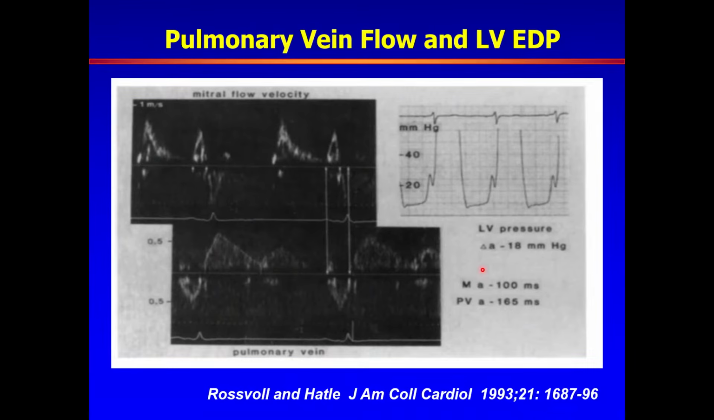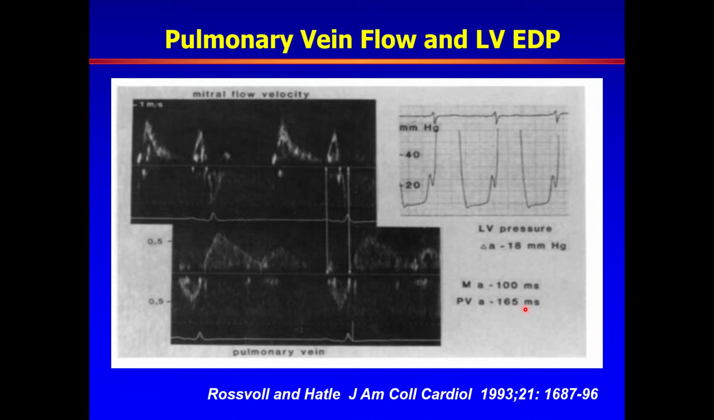Then Dr. Rossevelt and Liv Hatle had another famous publication in '93, still looking at the pulmonary veins, and you see here that atrial reversal velocity being recorded, and you see that it lasts longer than mitral inflow. That corresponds to a high A rise in ventricular pressure and an elevated EDP. And here the time difference of 65 milliseconds is quite elevated.